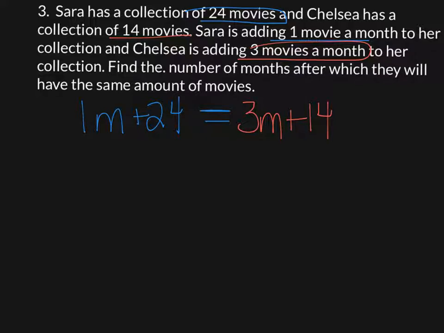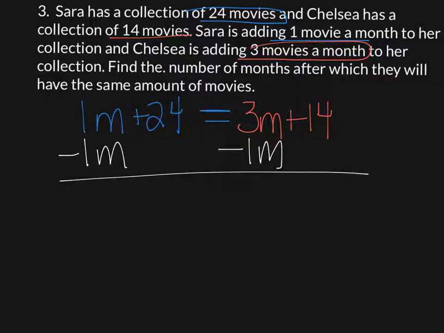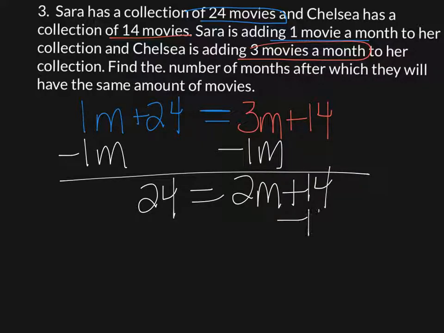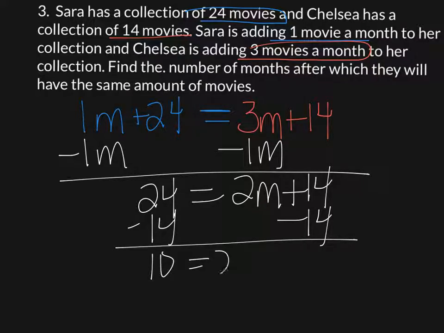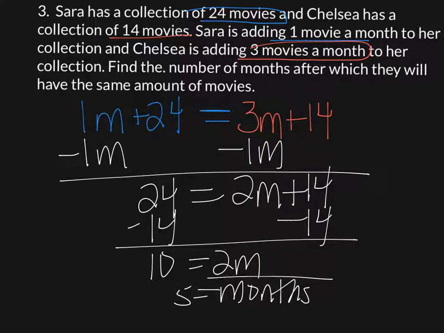Okay, now we have variables on both sides. So I'm going to move my 1m over. So 24 equals, that's 2m plus 14. Subtract 14. And m equals 5. So it would be 5 months, and they would have the same amount of movies.